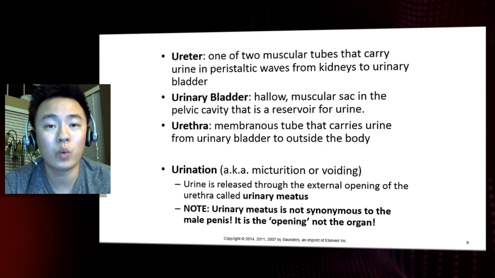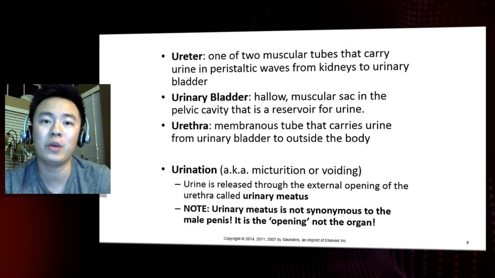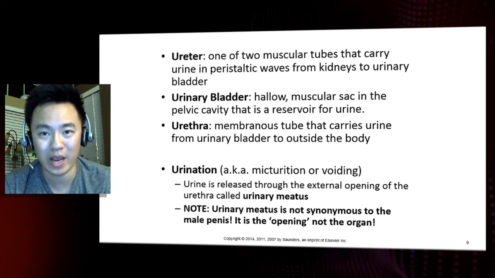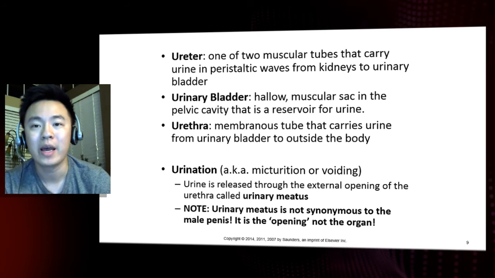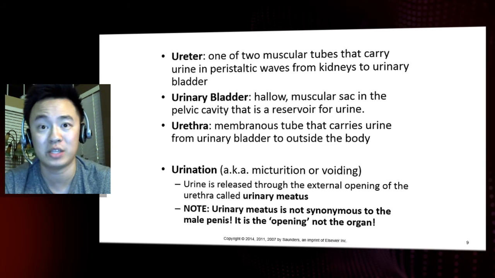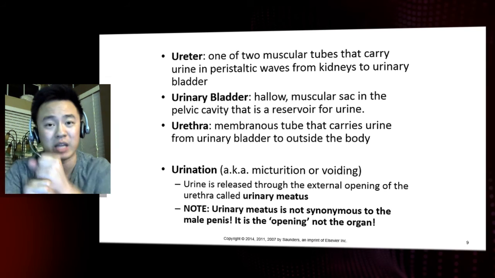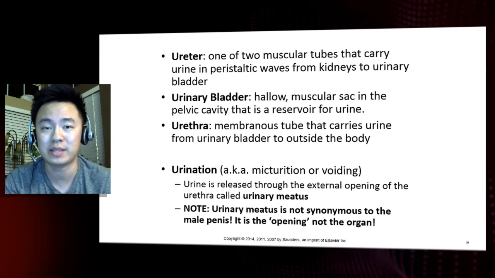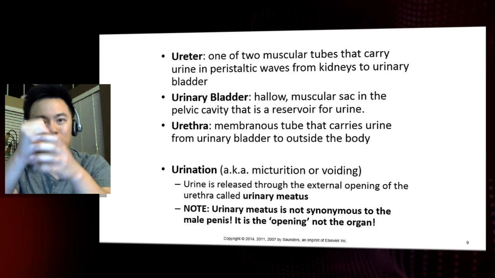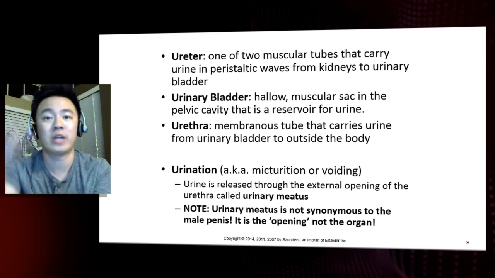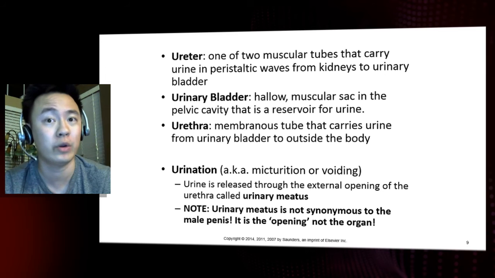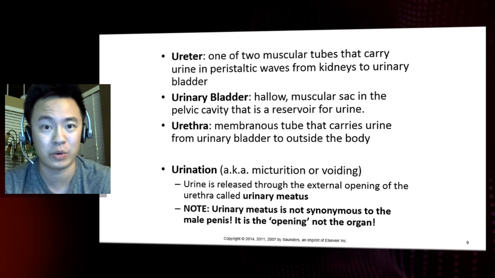Review the ureter. Here's one of the 2 muscular tubes that carry urine in peristaltic waves from the kidney to the urinary bladder. And peristalsis, just like in the digestive system, where your esophagus has to squeeze that food down, same thing with your intestines. The ureters also have to do the same. They have little mini muscle contractions that help to push that urine down into your urinary bladder versus just sitting up there in your kidneys.